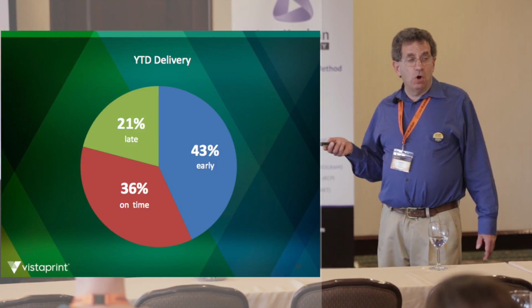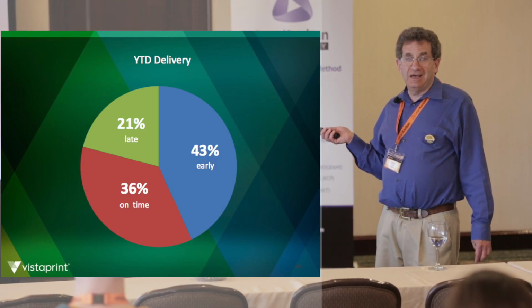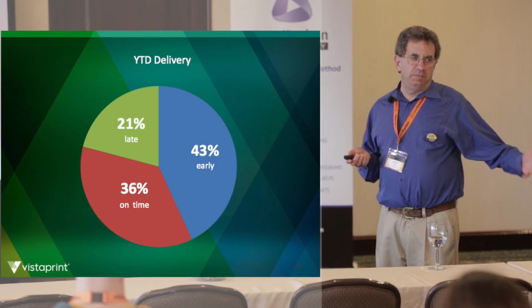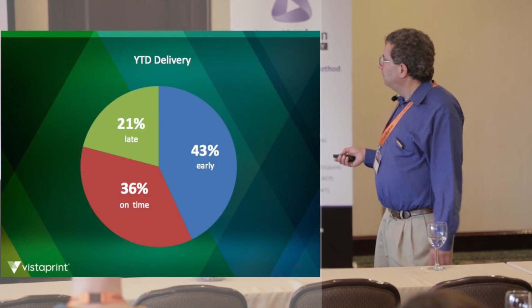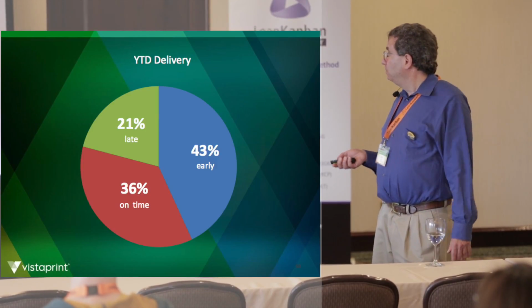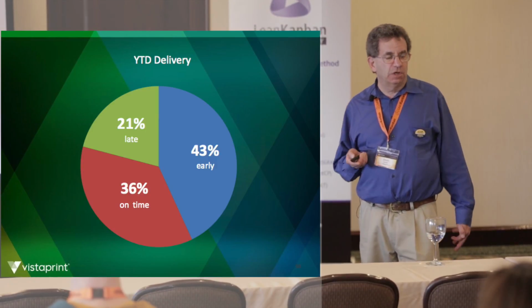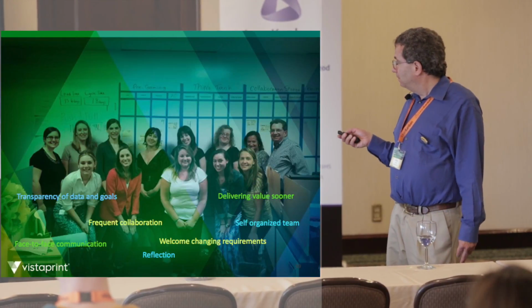As I said before, almost everything was late. Now, 43% of the time they were early. And early was actually good because it relieved some pressure from the downstream processes that weren't under the gun. 36% was exactly on time. And 21% was late. This number, they're working on reducing this even further. But real big wins in that.